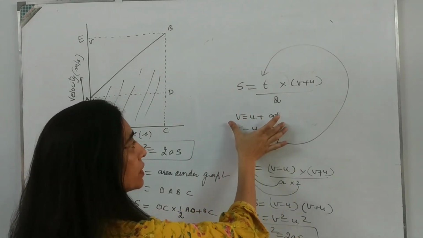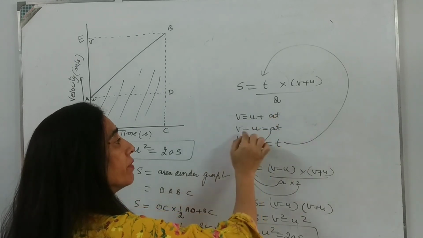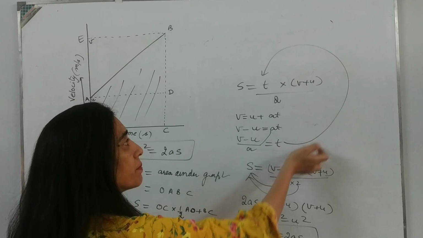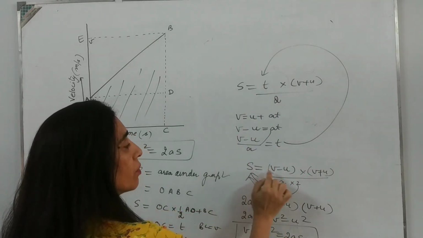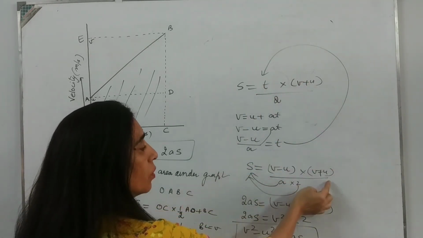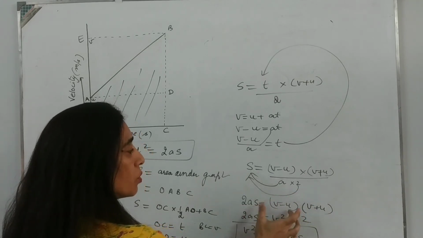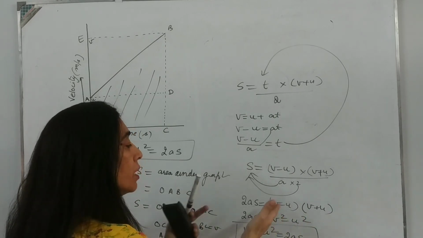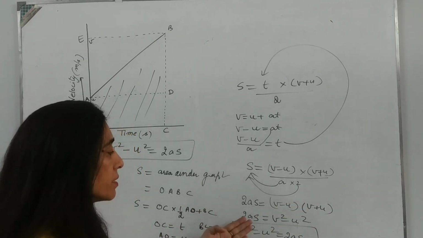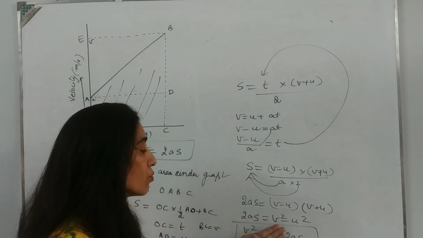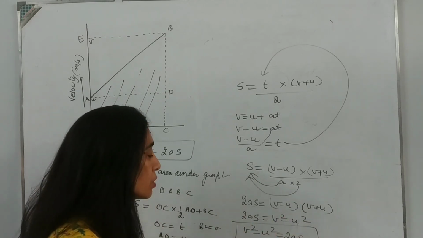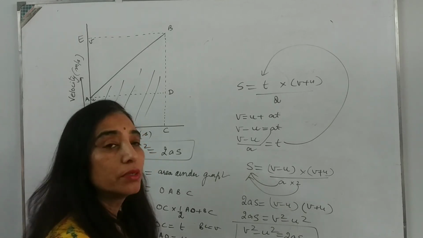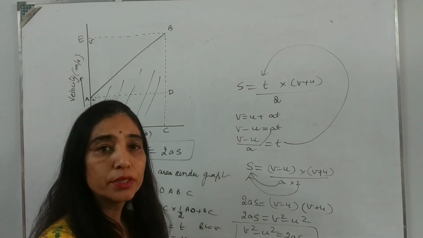Now from the first equation of motion, V is equal to U plus AT, V minus U is equal to AT, V minus U upon A is equal to T. We substitute the values. So S is equal to V minus U into V plus U upon 2A. So 2A will be brought here, 2AS is V minus U into V plus U. Then using the property, 2AS is equal to V square minus U square. So V square minus U square is equal to 2AS. So this is about the 3 equations of motion.